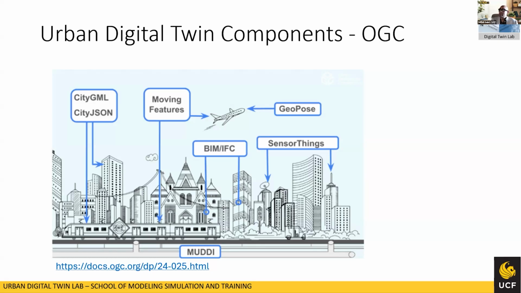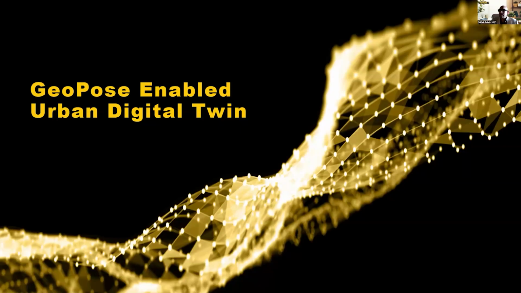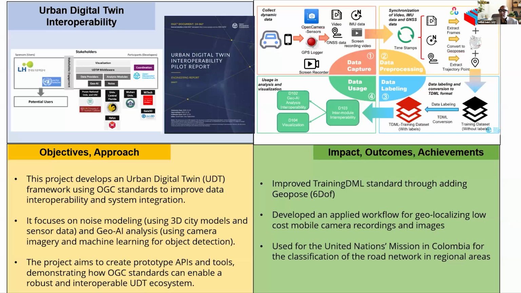So every sensor across the cities at different levels of altitude is very important for the design and operation of infrastructure. I start with GeoPose, a project that we have done in collaboration in the digital twin with the Open Geospatial Consortium, where we lead the engineering report as well as integrating the GeoPose for camera imagery to be able to geolocalize the objects.